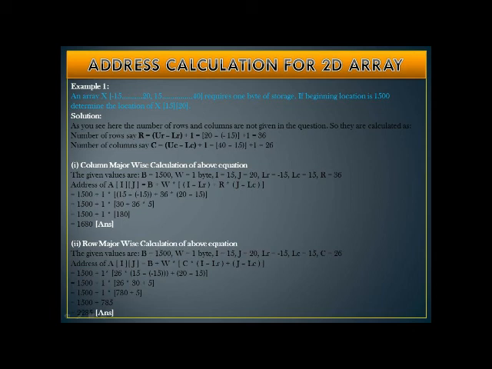Using row major, similarly we are going to calculate. We have the number of columns, otherwise the formulas are the same. We are going to plot the values and we will get the answer, which is coming as 2285. So this is how we are going to calculate the address of a given location.